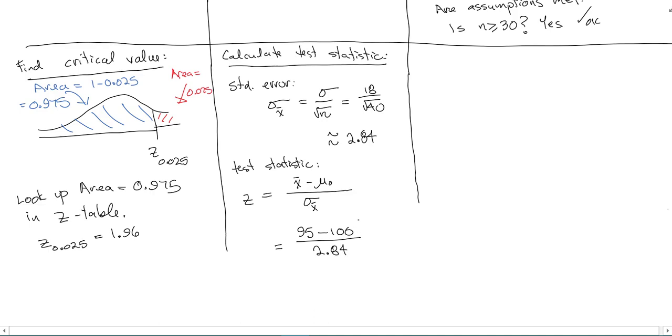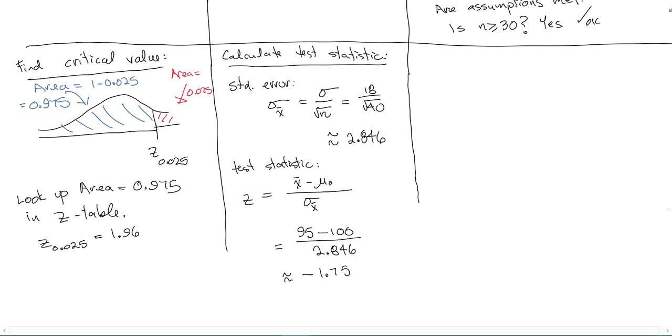I think this is actually 2.846. Usually I don't worry too much about which one I write down, but I normally store that entire value, all the decimal places, in my calculator, for example in variable A. Then I do 95 minus 100, hit enter, and divide by variable A. Make sure you either put parentheses around your numerator or hit enter after your numerator, or else you'll get an order of operations mistake and the wrong answer. It turns out that this is about equal to negative 1.75.